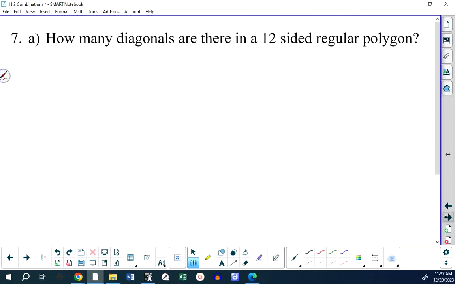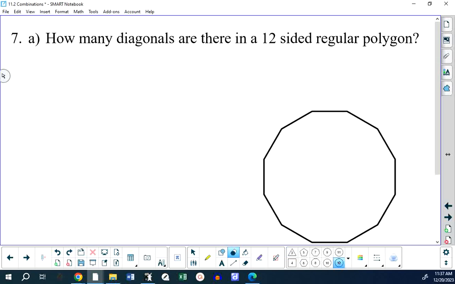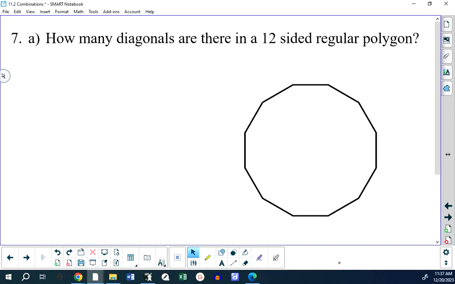How many diagonals are in a 12-sided regular polygon? Where did that come from? Like, just out of nowhere, we're talking about combinations, and I say diagonals. Well, if I draw a 12-sided polygon, and I can, it's very difficult for you to draw a regular 12-sided polygon. What is a diagonal? A diagonal is not a line at 45 degrees. That's not what a diagonal is.